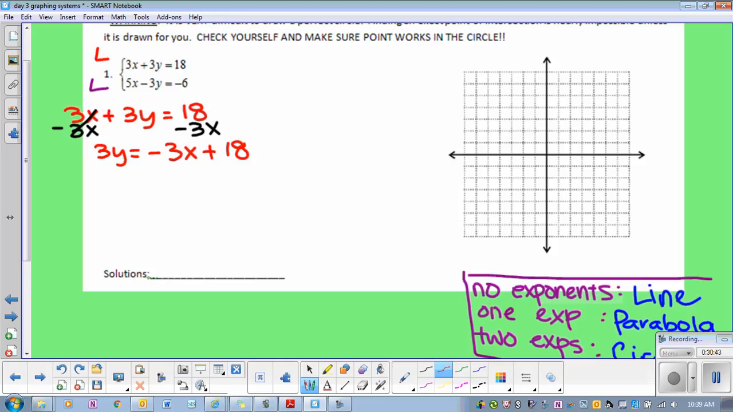3y equals negative 3x plus 18. Now what? Divide by 3. Good. Divide everything by 3. Y equals, what's negative 3 divided by 3? Okay, so I could write negative 1x, or I could just write negative x, right? What's 18 divided by 3? 6. Good. Alright, so that's my red equation. You know what? Let's graph this.